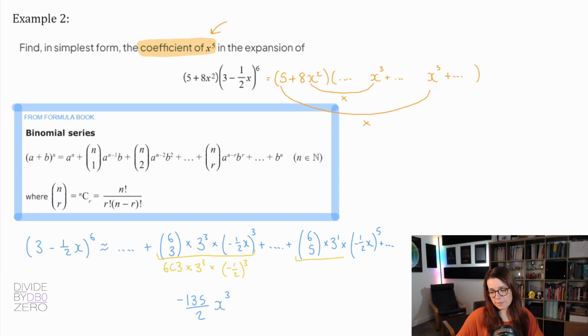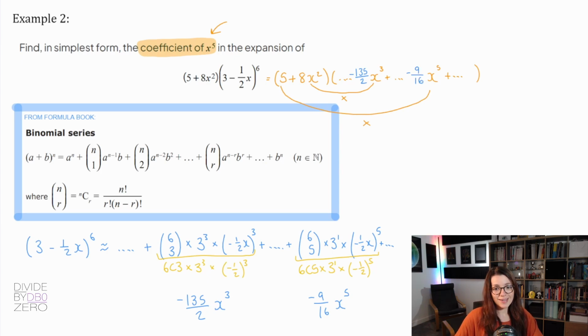And then for this term, we can do 6 choose 5 times 3 to the power of 1 times minus a half to the power of 5, and that gives us minus 9 over 16 x to the power of 5. So we have found the relevant values here. I'll just put them inside the bracket.